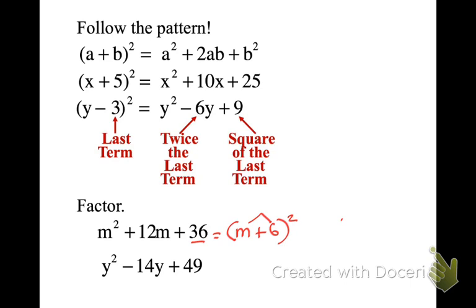So why don't you guys try the next one, go. Try factoring the next one. On the left, we write factor. I said write perfect square trinomial. It doesn't matter, whatever. What does it factor to?